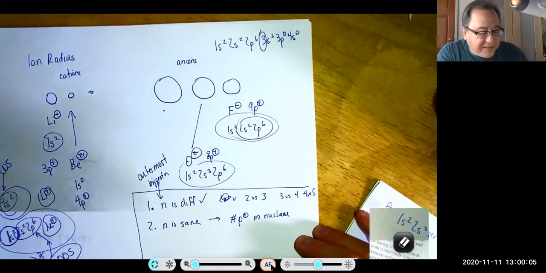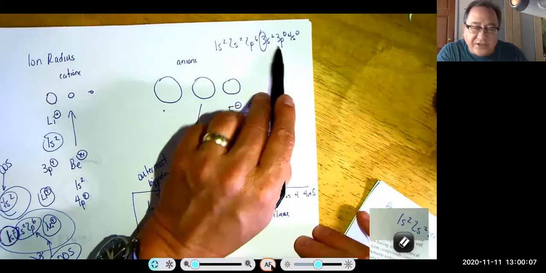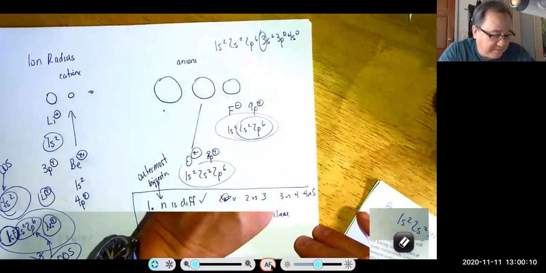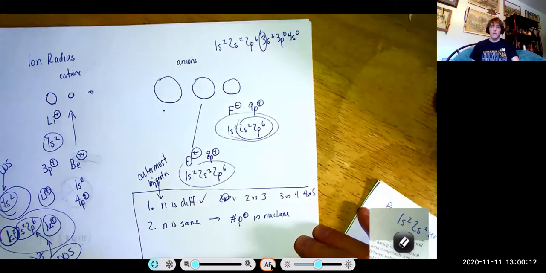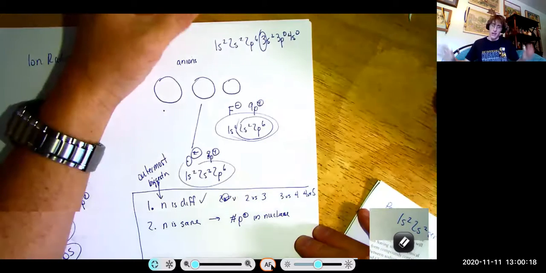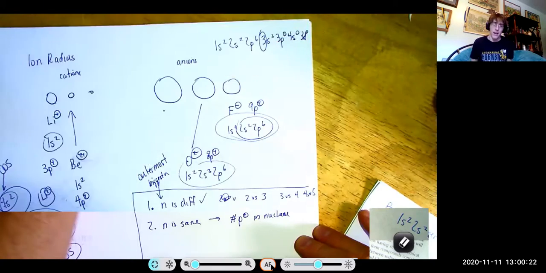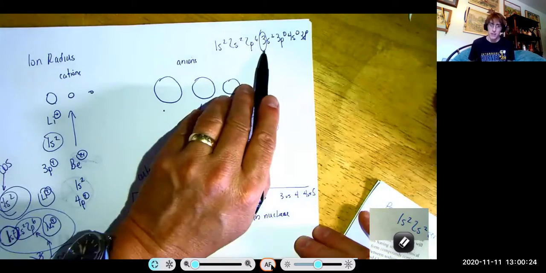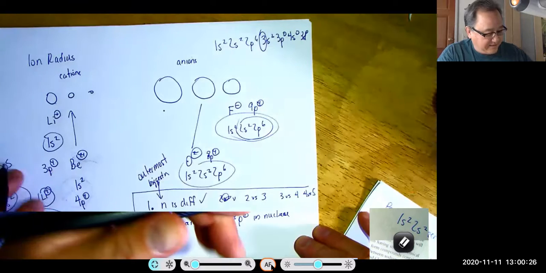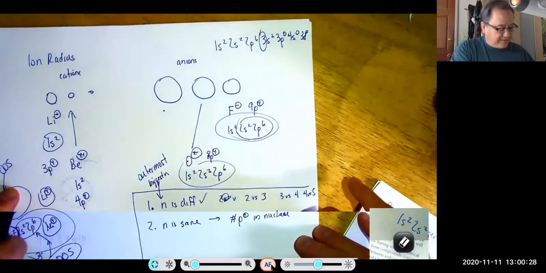So it doesn't matter that the p is empty. What matters is that the third shell has something in it. So even if you had a 3d0 and the 4s0 and all that, just because the 3s2 is occupied, that makes the third shell occupied. Oh, okay. That's right.